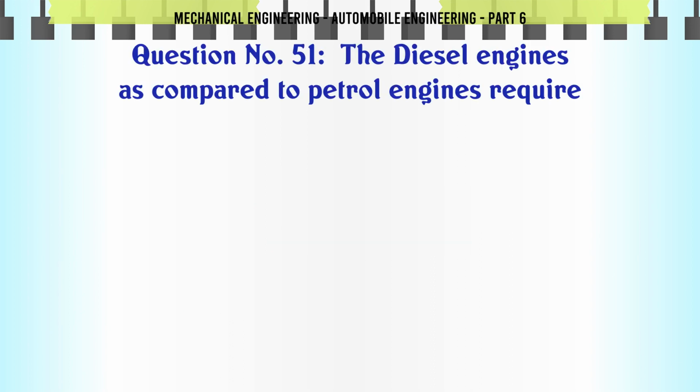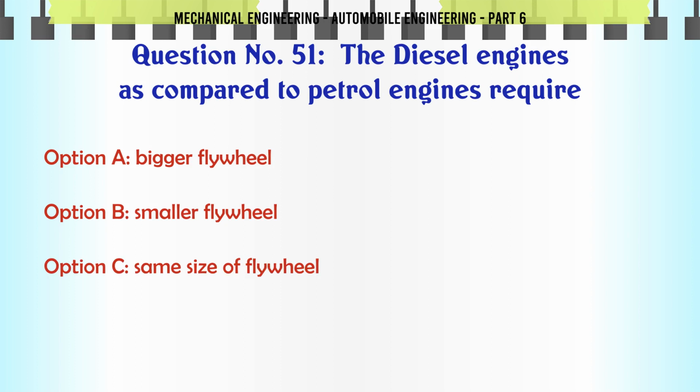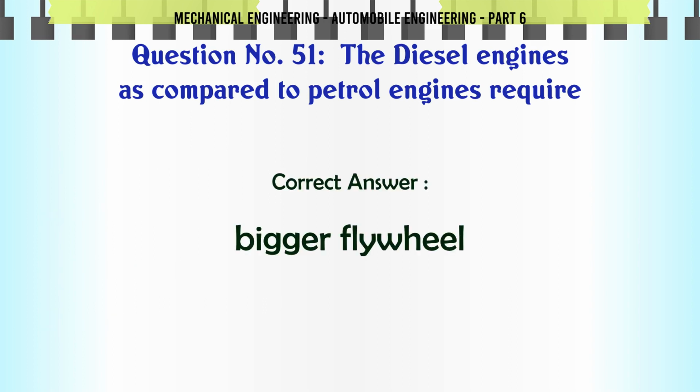The diesel engines as compared to petrol engines require: A. bigger flywheel, B. smaller flywheel, C. same size of flywheel, D. no flywheel. The correct answer is bigger flywheel.